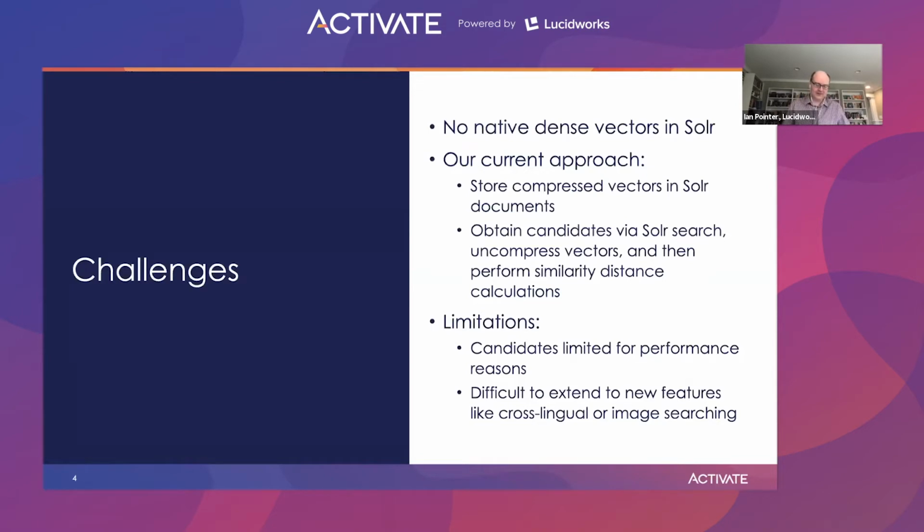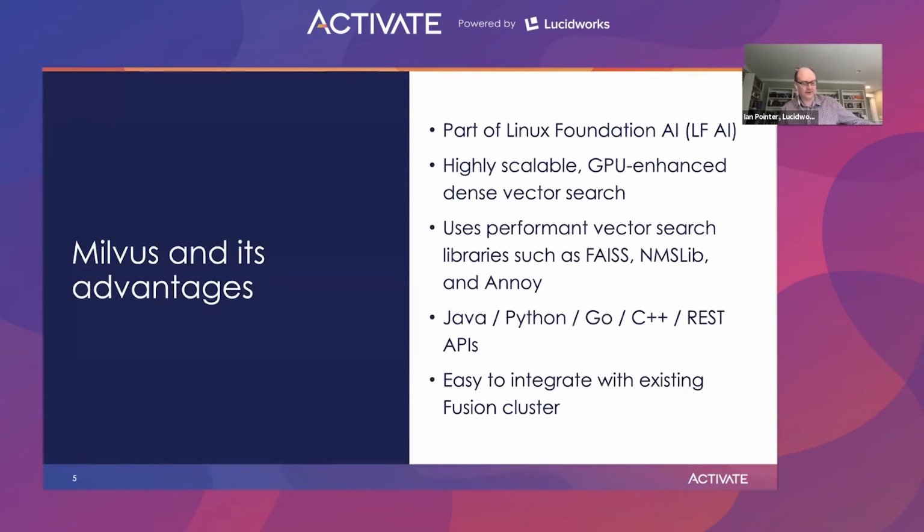So we've decided to take a differing approach in upcoming versions of Fusion. And what that means is that we are going to be adding a new part to our Fusion stack, which is Milvus. This is an open source Apache licensed product. It's part of the Linux Foundation's LFAI project, which is designed to promote and incubate prominent open source artificial intelligence, deep learning applications and solutions. Milvus itself is a highly scalable GPU-enabled dense vector search system.